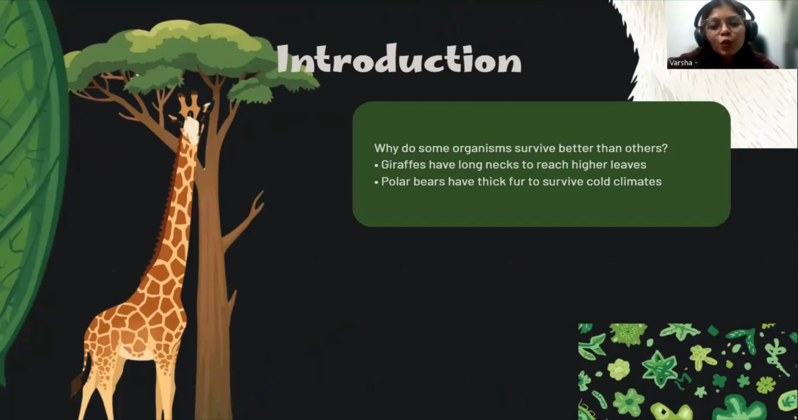In the next few minutes, you will understand what natural selection is, why it is called the survival of the fittest, and how it leads to evolution. This concept is very important for class 12 biology and NEET preparations. So let's understand this concept step by step.